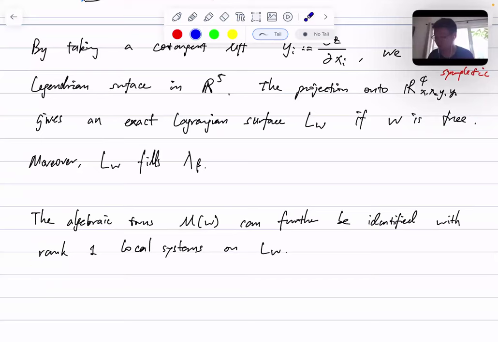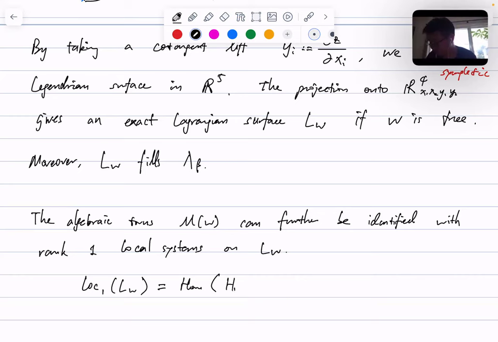Right? So as we know, rank one local systems on the surface is going to be Hom from H1 of the surface to C star, which is also H upper one of the surface with C star coefficient, which is the torus.